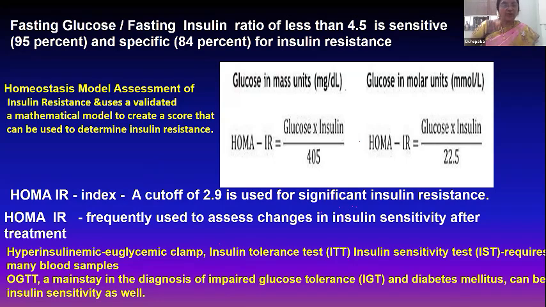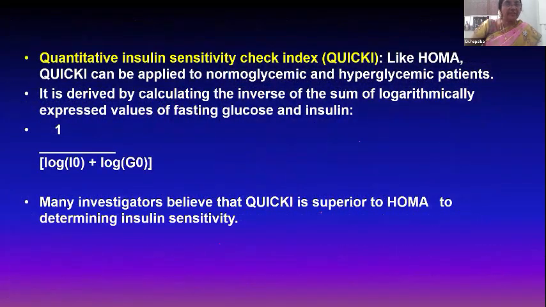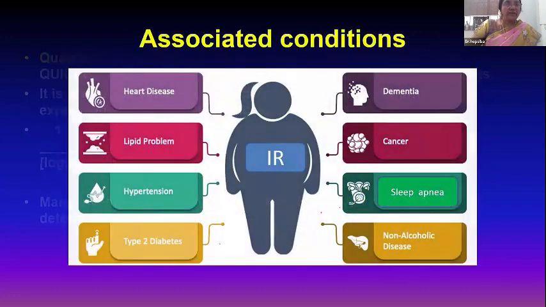But a lot of other tests are also available: the hyperinsulinemic euglycemic clamp, insulin tolerance test, insulin sensitivity test. These all involve a lot of blood samples. So clinicians say the OGTT is better. It is a mainstay in the diagnosis of impaired glucose tolerance and diabetes mellitus, and we can also predict insulin sensitivity. Clinically, it's easier to do. Another quick test is also being discussed, which is superior to HOMA, and it is this.